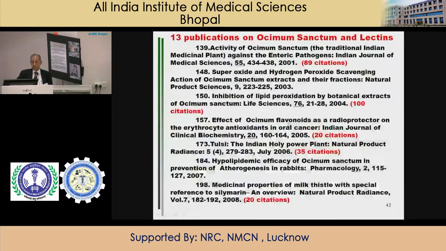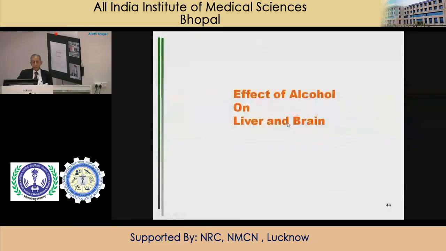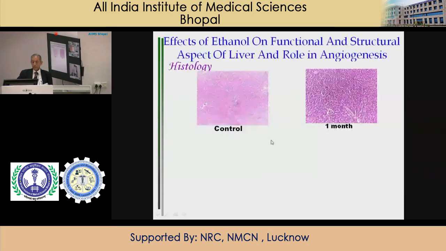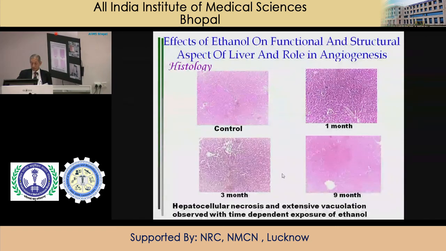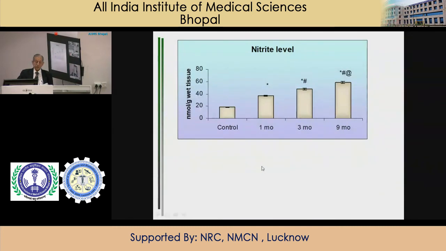And there are also many publications on that. Now, one more topic, the effect of alcohol on liver and brain. This is the effect of alcohol, control, 1 month, 3 months and 9 months. There are hepatocellular necrosis and extensive evacuation observed with the time-dependent exposure to ethanol. That is well known in the literature. There is nothing new in that, but these are new things.